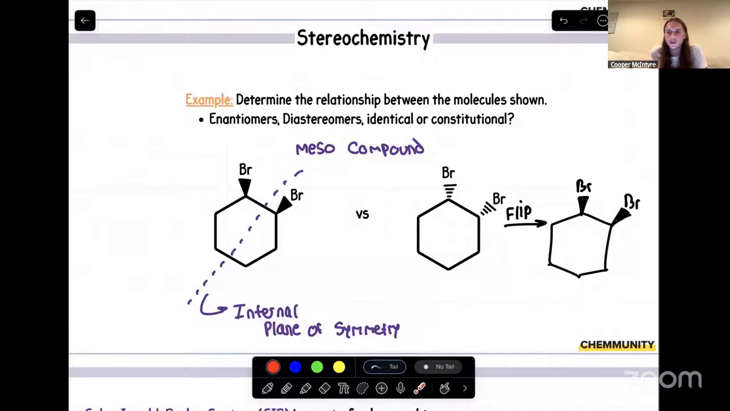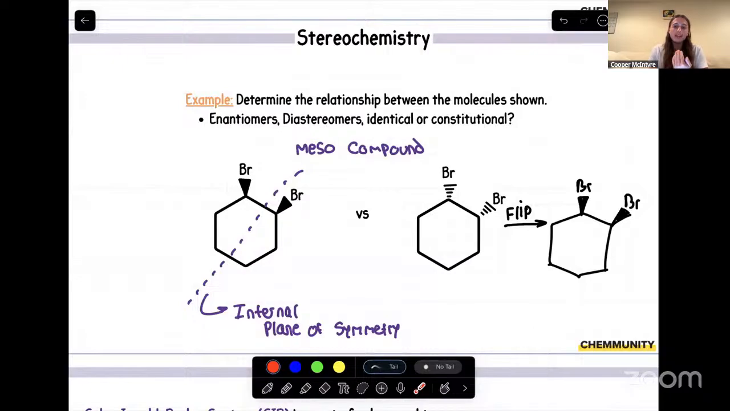But we do have a question. What will make this compound an enantiomer? Really good question. One of the ways, if we were to change this molecule around a little bit, is to turn this wedged bromine into a dashed bromine.